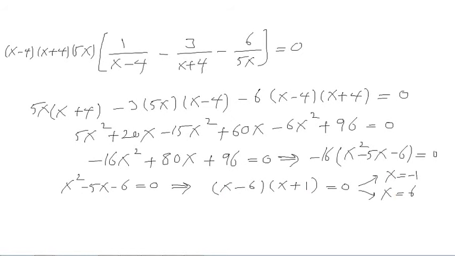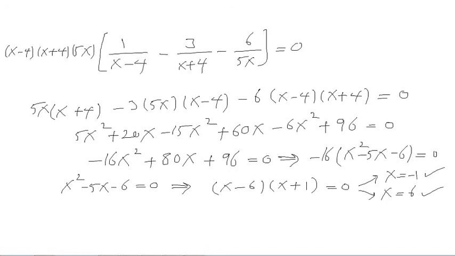Step 4, I need to check whether any of these two solutions cause a zero denominator. Let's check negative 1 first. Negative 1 plugged in here gives me negative 5, here it gives me 3, here it gives me negative 5. So, no problem. 6 plugged in here gives me 2, here gives me 10, here gives me 30. So none of the two solutions cause a zero denominator, both of them are accepted.